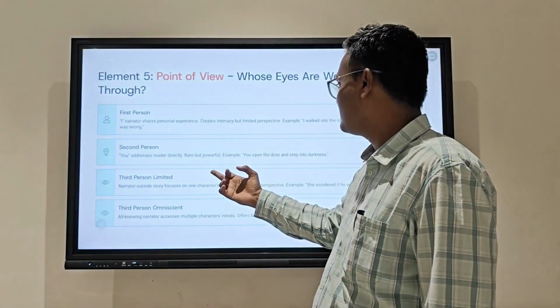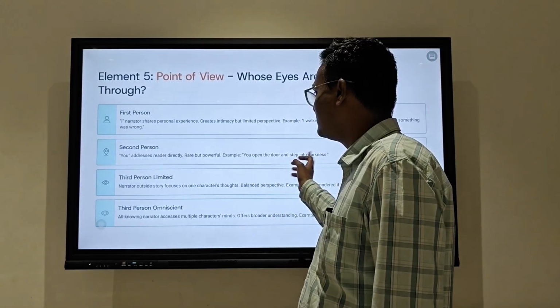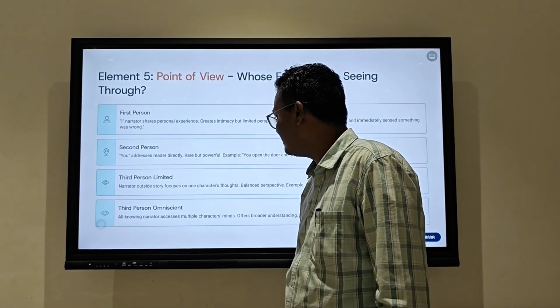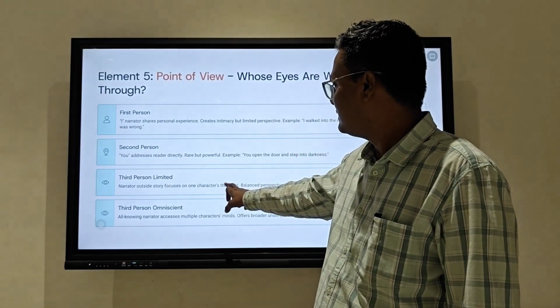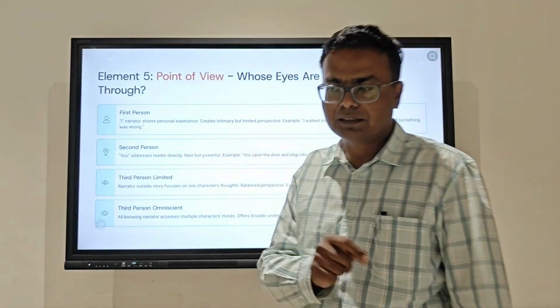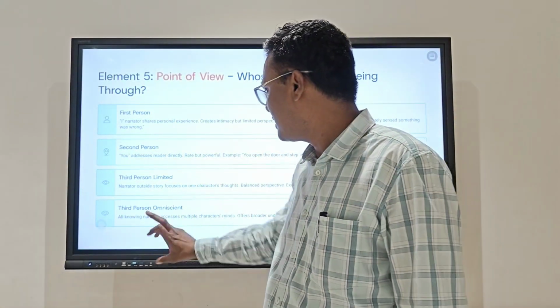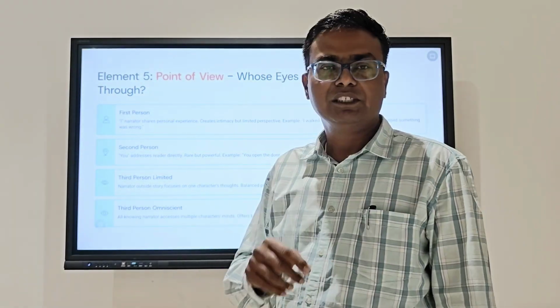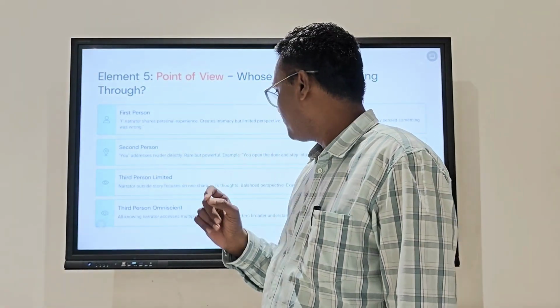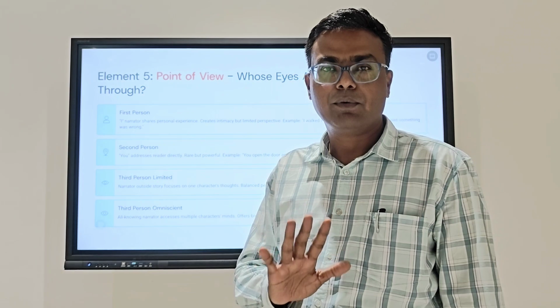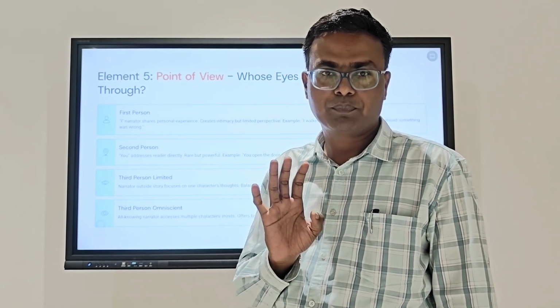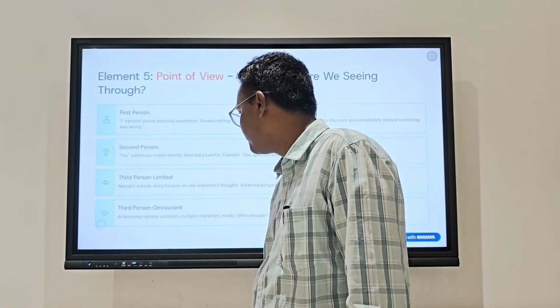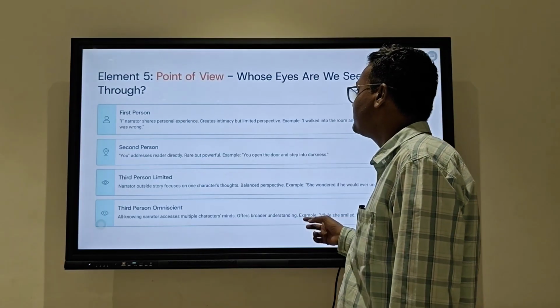Second person is addressed as you. You open the door, this is the example. And third person, third person omniscient, these are the divisions, but for the sake of this class, you just remember the third person omniscient narrator. A third person narrator means someone who tells a story. A third person narrator is never a part of the story. He or she is telling. So these are the types of narrators.